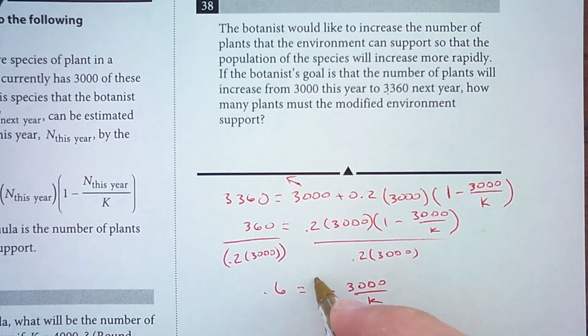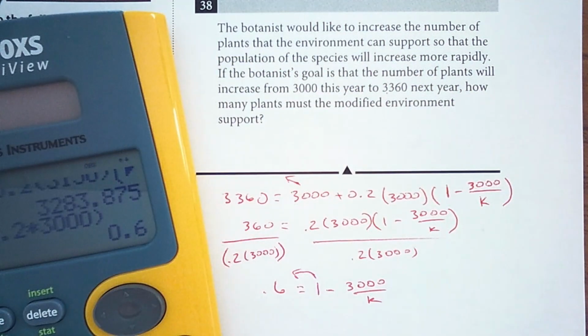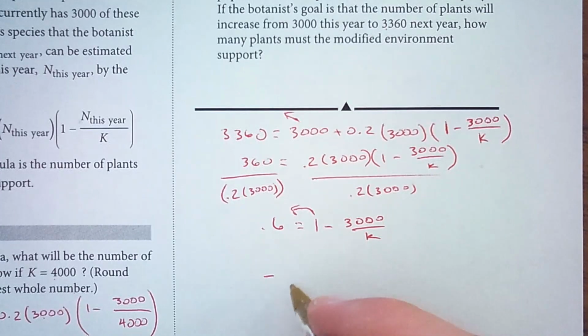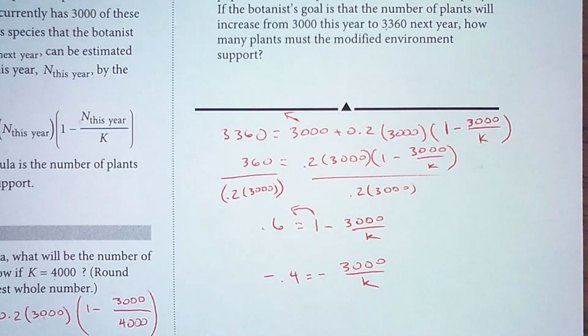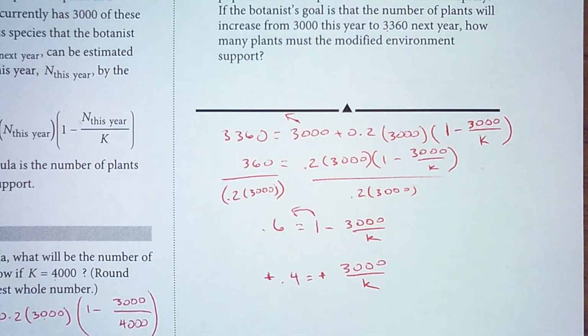Okay, now I will subtract the 1. So 0.6 minus 1 is negative 0.4. So negative 0.4 equals negative 3,000 over K. Now, negative equals negative, that's the same as positive equals positive, so I'm just going to deal with positive numbers.